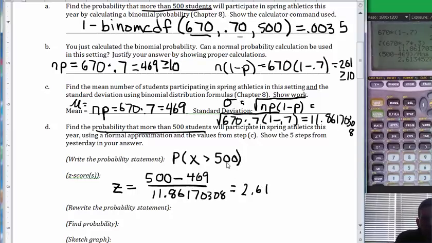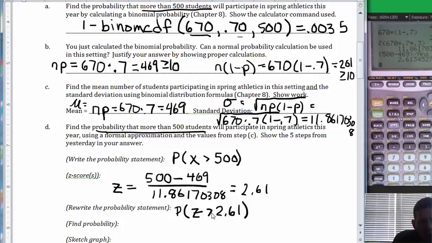Step 1 is writing the initial statement. Step 2 is finding the z-score. Step 3 is rewriting the probability statement using the z value, which we just found. The greater than sign is one of the few things that stays around. We're replacing the 500 now with the z-score, which is 2.61, and we're going to look up this value on your table A.